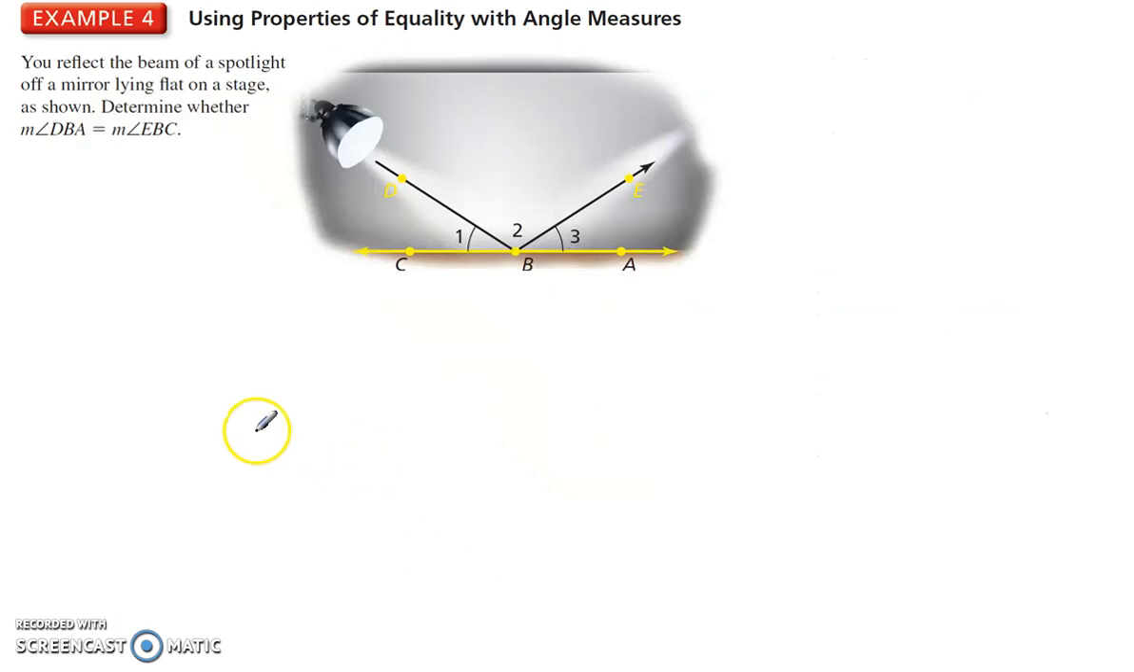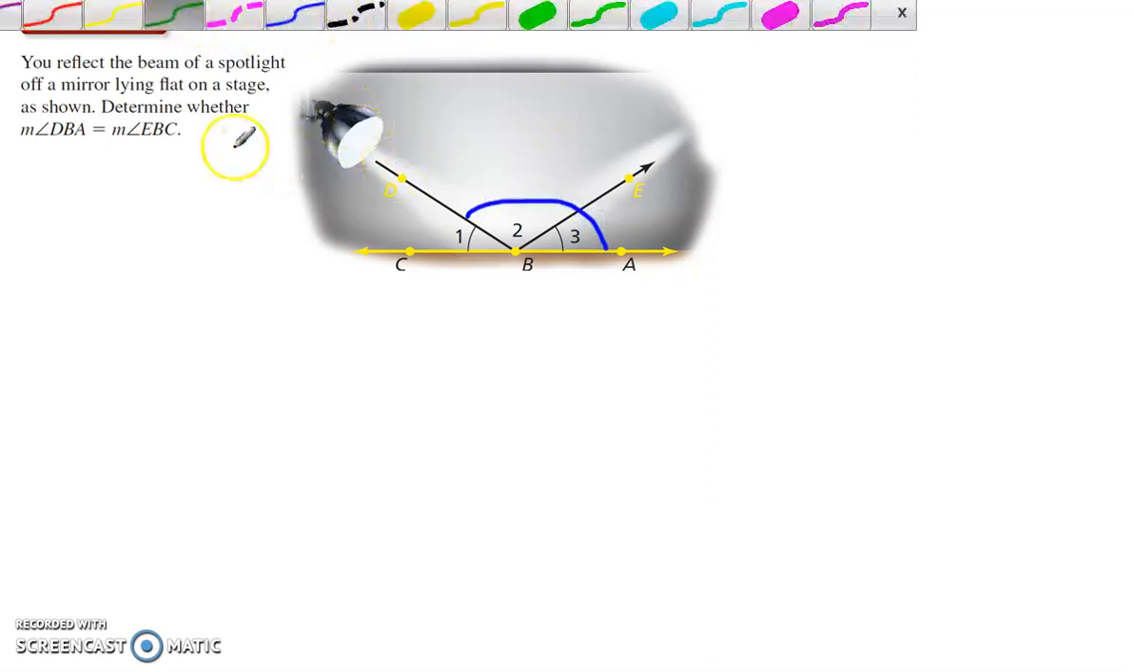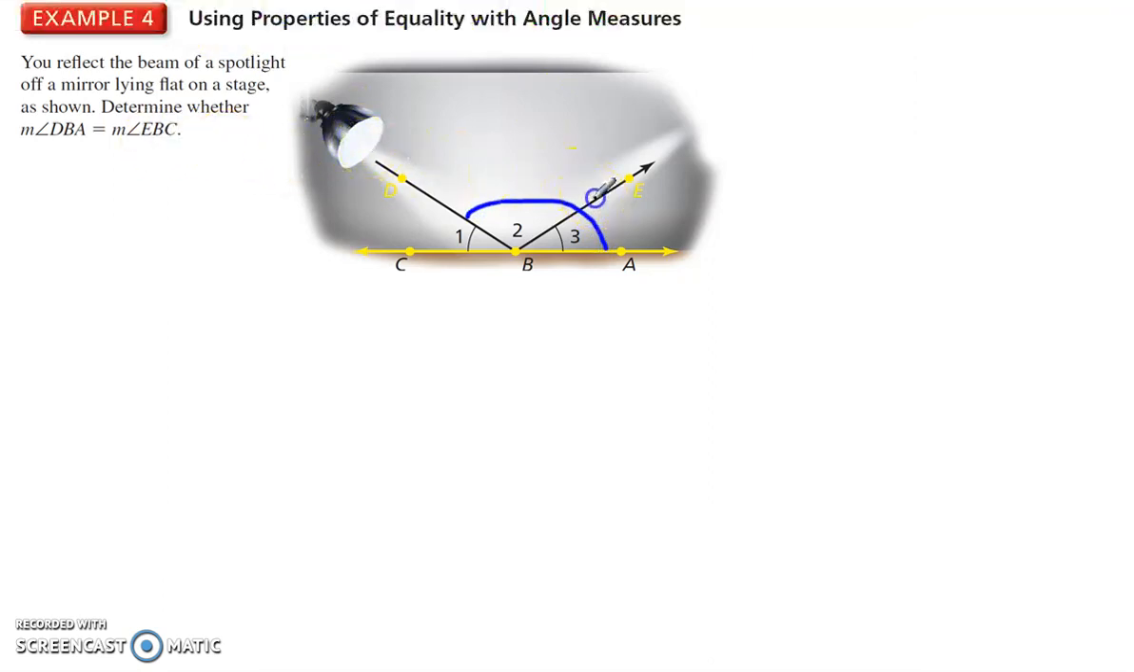All right, let's use this. We reflect a beam of a spotlight off a mirror lying flat on a stage as shown. Determine whether measure of angle DBA is equal to measure of angle EBC. So we want to know whether DBA, this measure here, is equal to measure EBC, this one. Are these two angles the same?